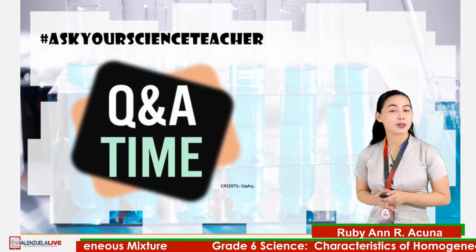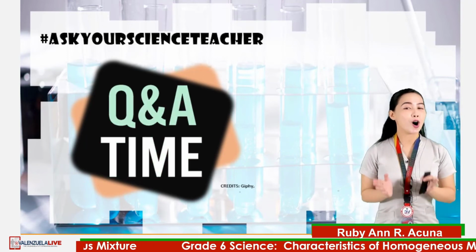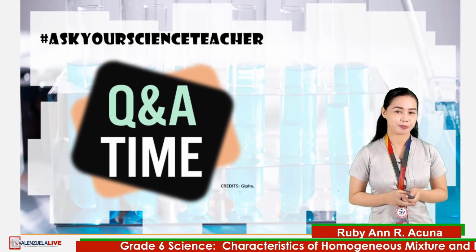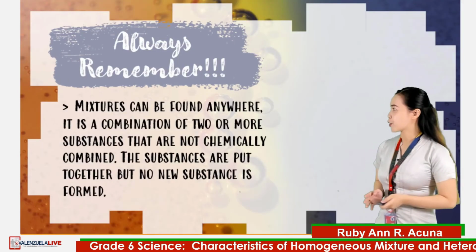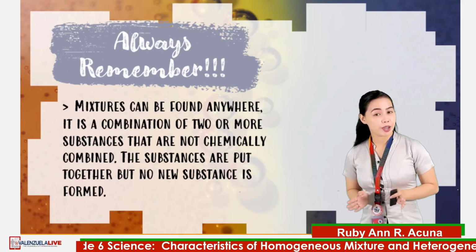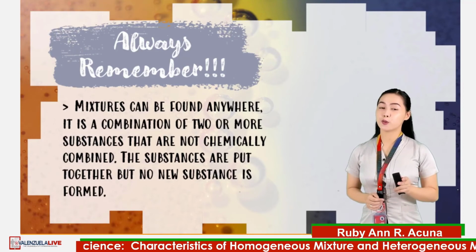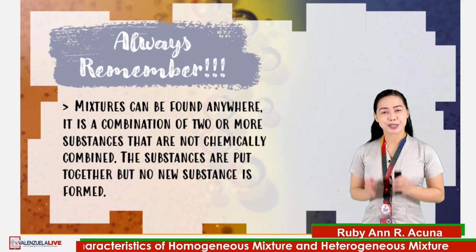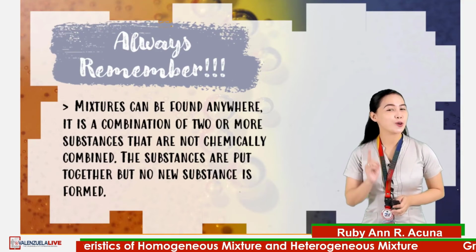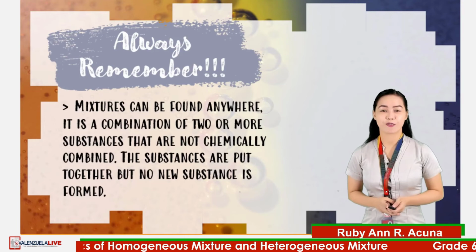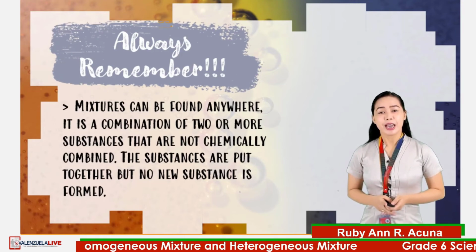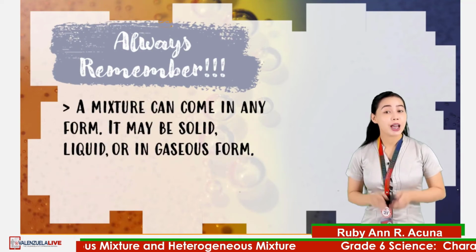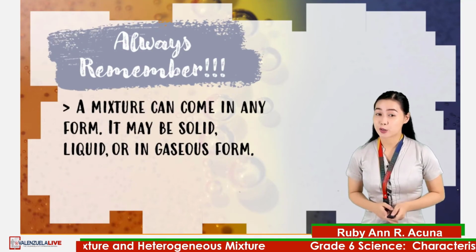But before we end our discussion, let us sum up all the important points in our lesson and remember the following. Mixtures can be found anywhere. It is a combination of two or more substances that are not chemically combined. The substances are put together but no new substance is formed. It may come in any form. It may be solid, liquid, or in gaseous form.